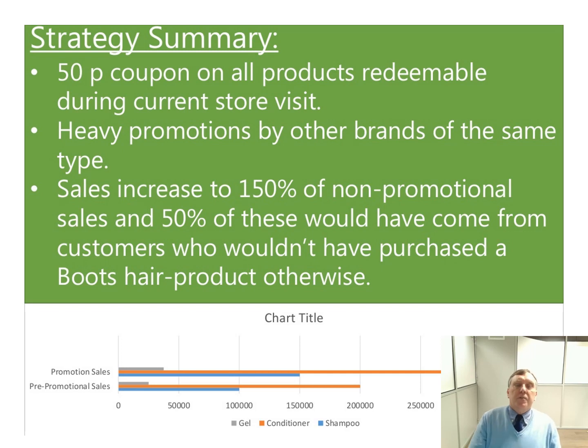So the idea was a 50 pence, or half a pound, coupon on all products redeemable during a current store visit. So heavy promotion by other brands of the same type. This increased sales to 150% of non-promotional sales, and 50% of those would come from customers who wouldn't have purchased a hair product otherwise. So they may have still come into the store. What we're talking about is not buying other things. This is a specific promotion for a specific product line in this particular store.